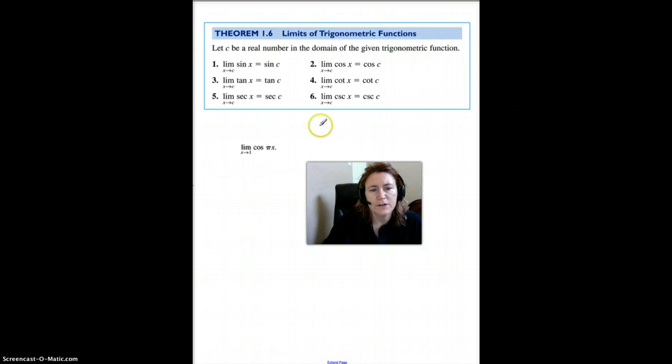Now, the trig functions are very, very straightforward. The limit as x approaches c of sine of x is sine of c. The limit as x approaches c of tan x is tan of c. Now, some of these you have to make sure, of course, that the value is defined. We don't want to be taking 1 over 0. So the limit as x goes to 1 of cosine of pi x is just cosine of pi, or negative 1.